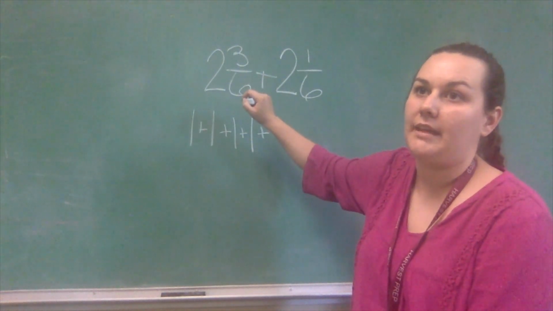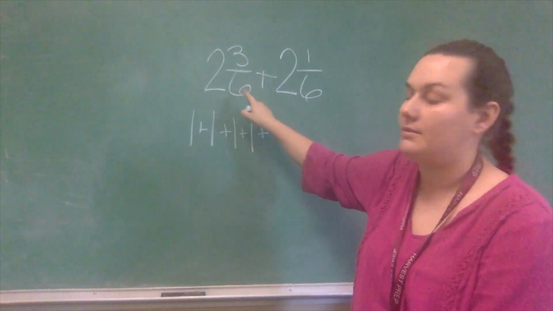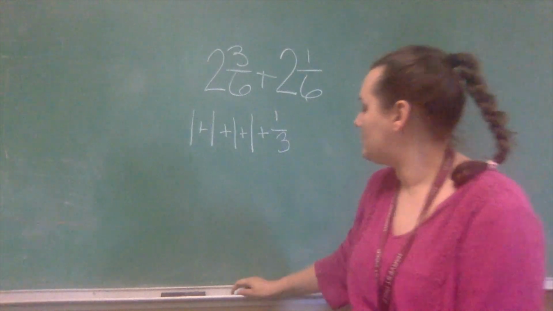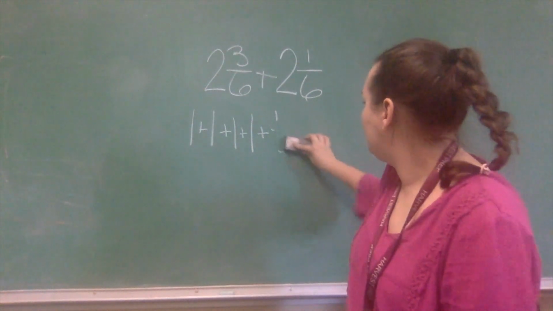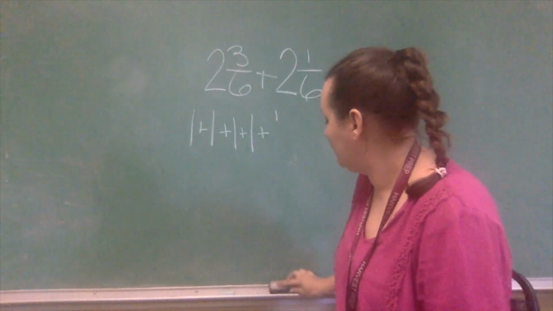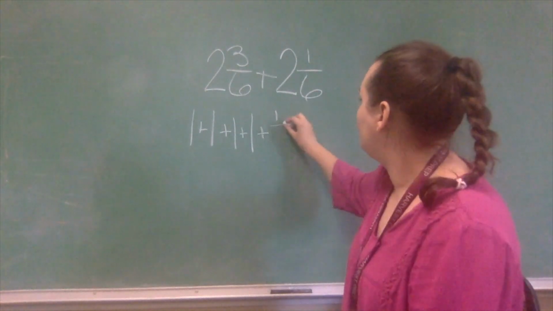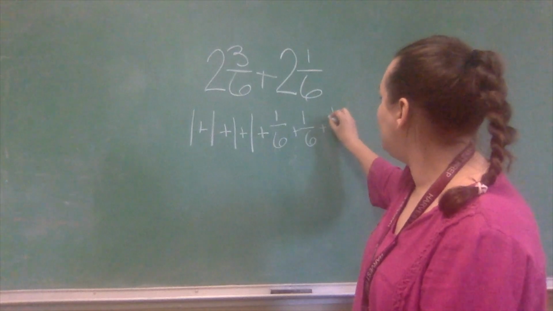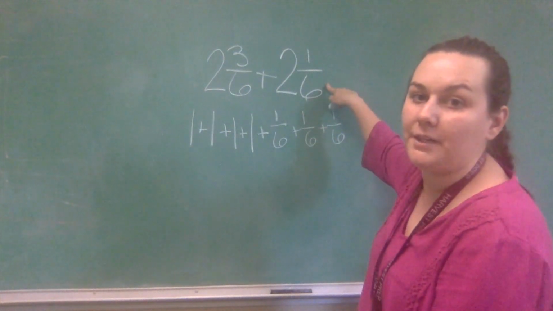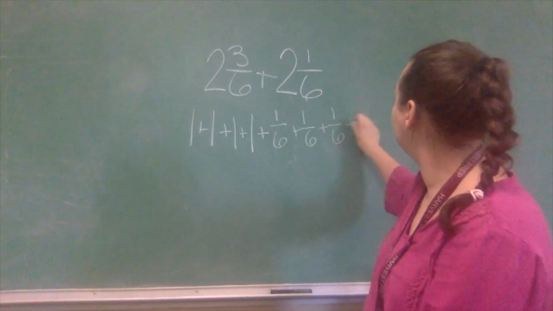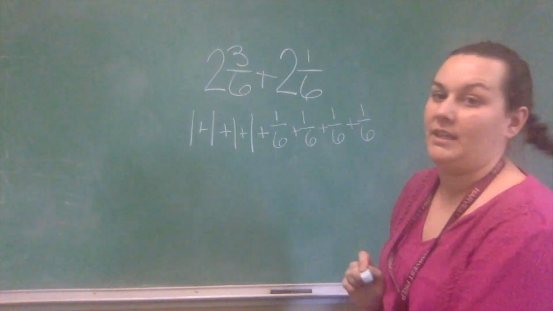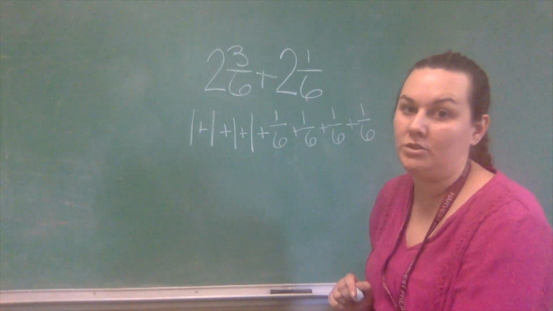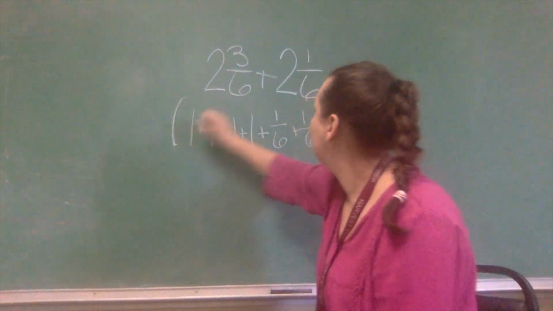How many times can I add 1/6 to make 3/6? 3 times. 1/6, 1/6 plus 1/6. And then I can't forget this one, so I'll have one more. Now I can group them using my associative property, and these are already written in your book. You just need to fill in the numbers.